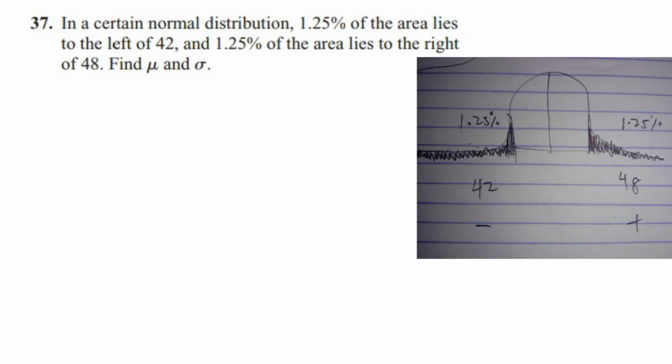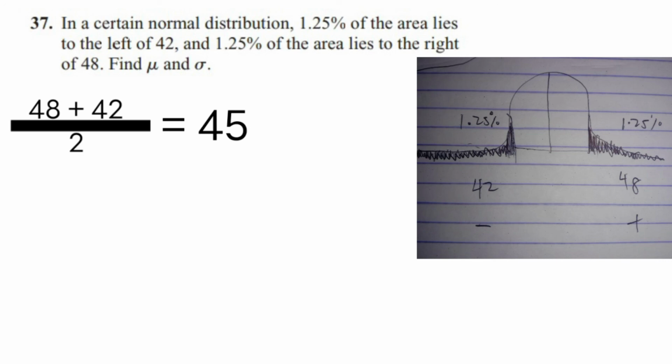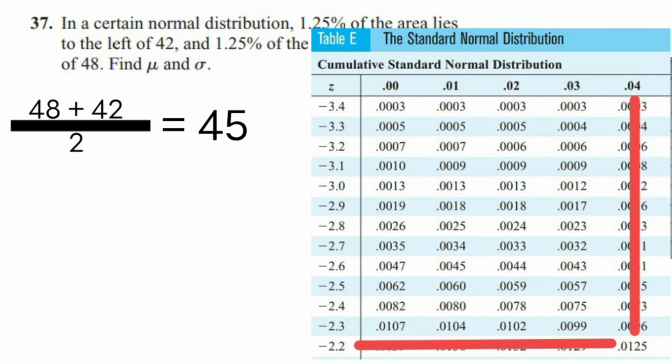As you can see, the figure is symmetric. Since the normal distribution is symmetric, the mean will be the average of the two limits. So 48 plus 42 divided by 2 is equal to the mean. So 48 plus 42 divided by 2 is equal to 45. Therefore, our mean is 45. And now, let's look for the corresponding z-value of 1.25%. As you can see in this picture, the corresponding z-value of 1.25% is negative 2.24.